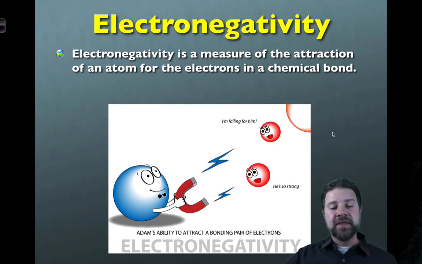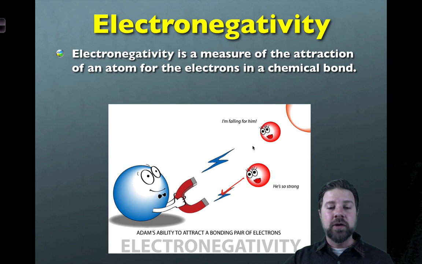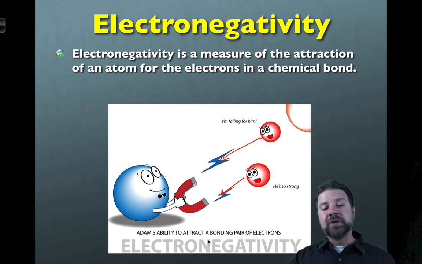So it kind of goes like this. Here's the atom, and it is trying to attract these electrons. These electrons are going towards it because it's holding out a magnet that's oppositely charged to these particular electrons here. So an atom's ability to attract a bonding pair of electrons is called electronegativity. He wants to bond with those electrons.